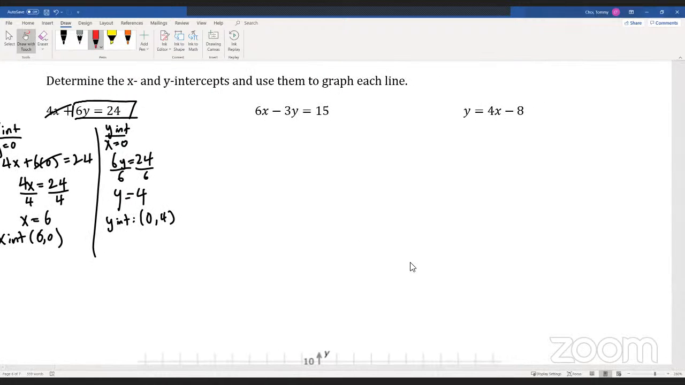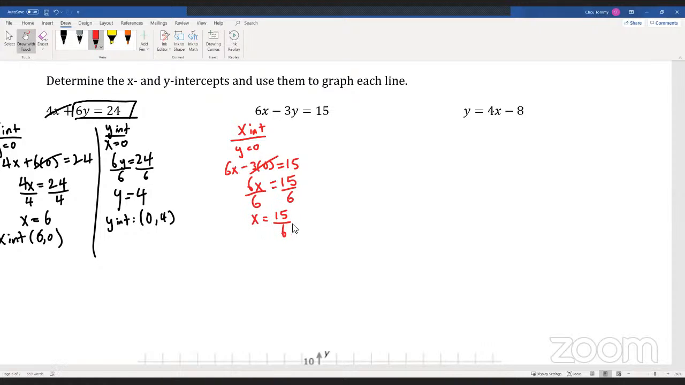So here, 6x minus 3y equals 15. We solve for our x-intercept first. y is equal to 0. So we can plug it in and say 3 times 0 is gone. We don't care about that anymore. We're left with 6x equals 15. Then we divide by 6 on both sides, and we get 15 over 6.